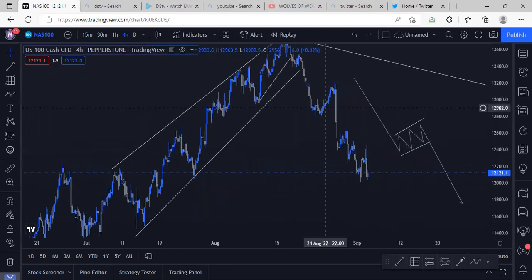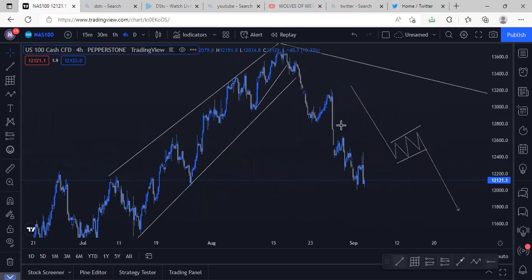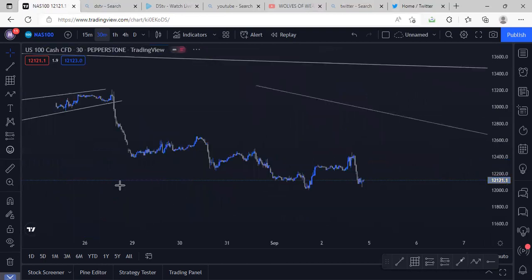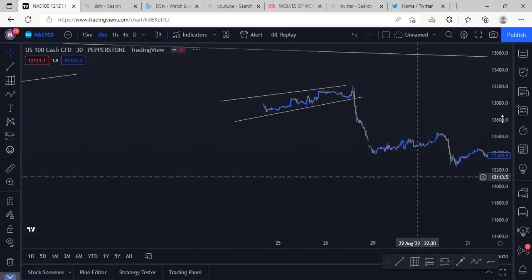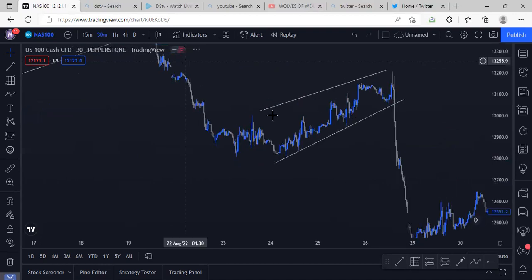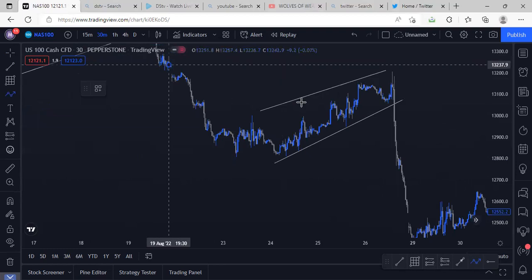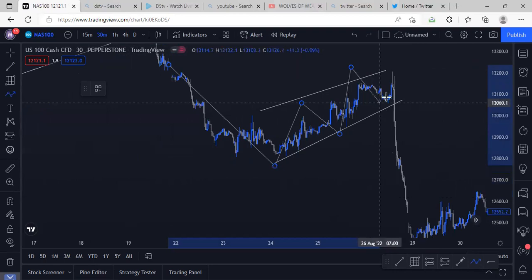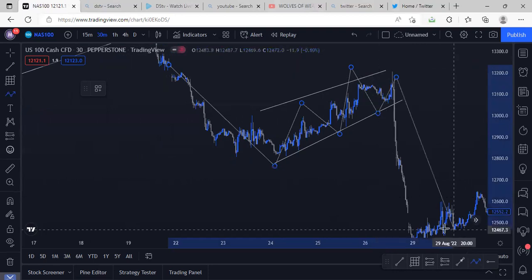This is a correction. This is a correction. Right? This is a correction. And it's going to be clearer on a lower time frame. Let's say for instance 30 minutes time frame, as you can see. Impulse, correction, impulse, impulse, correction, and then impulse, as you can see right there.